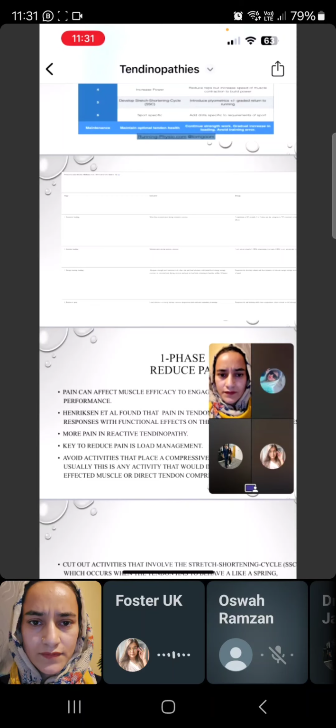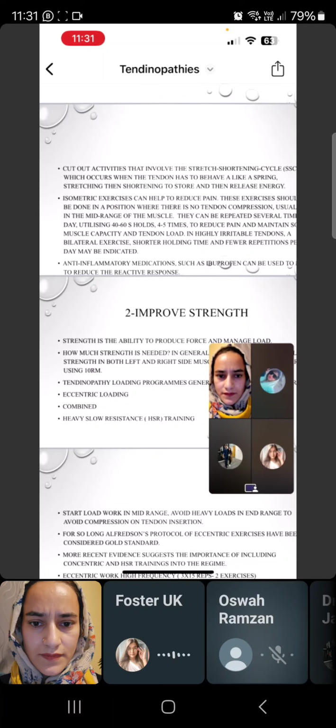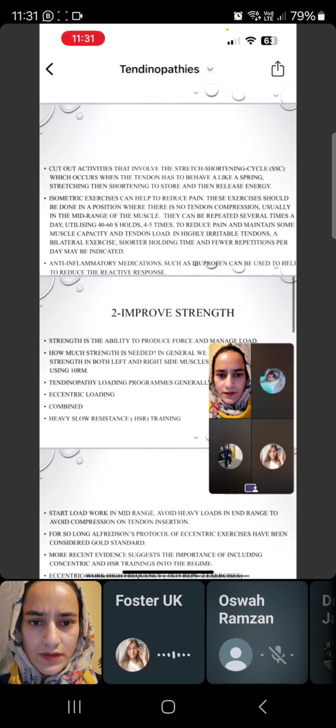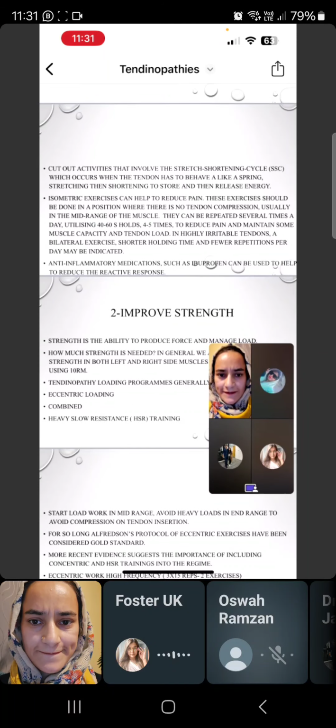Okay. So isometric exercises can help to reduce pain. These exercises should be done in a position where there is no tendon compression, like I've already discussed, usually in the mid range of the muscle. They can be repeated several times a day. So normally the gold standard used is a 40 to 60-second hold. It doesn't have to be, we always say it's always an individualized plan.